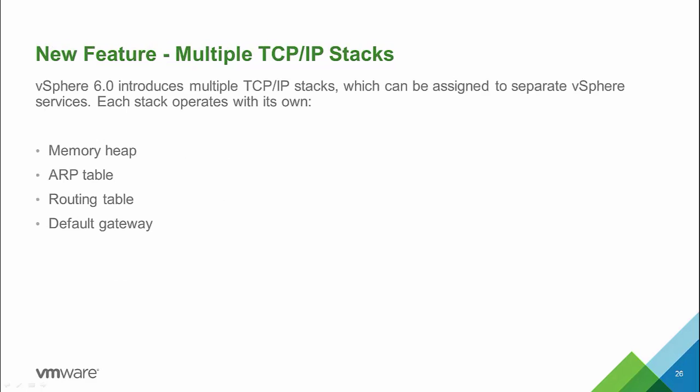Another new feature is the ability to create multiple TCP/IP stacks to assign to the different vSphere services. A use case for this, as an example, would be to assign a particular TCP/IP stack with its own default gateway or routing table to the vMotion network, thus allowing vMotions to happen across a layer 3 network. Each of these is a fully integrated stack, so they have their own ARP table, their own routing table, their own default gateway, and their own memory heap.